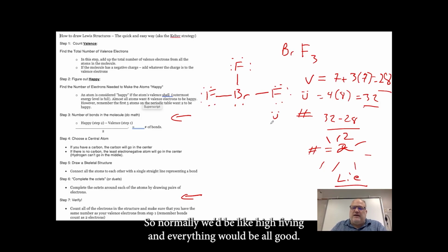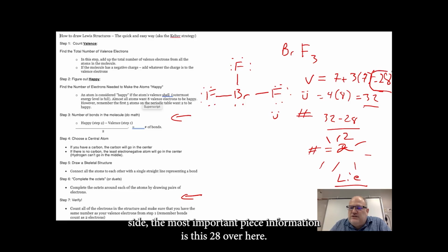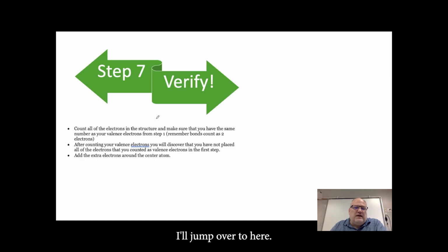So normally we'd be like high-fiving and everything would be all good. However, if you take a look over here on this far side, the most important piece of information is this 28 over here. Because when we get done, it is really, really important. I'll jump over to here. When we're at step 7, there's a slightly different thing. You count all the electrons in the structure and you make sure that you have the same number as the valence electrons you had in step 1.